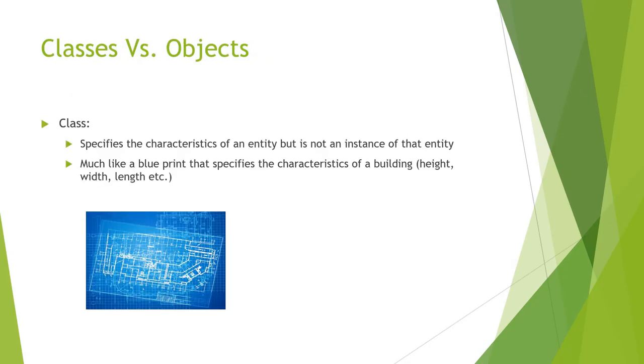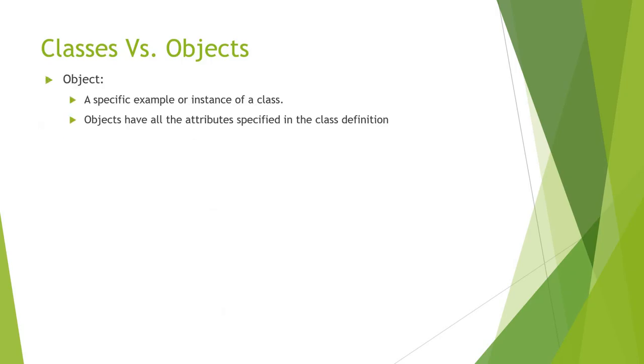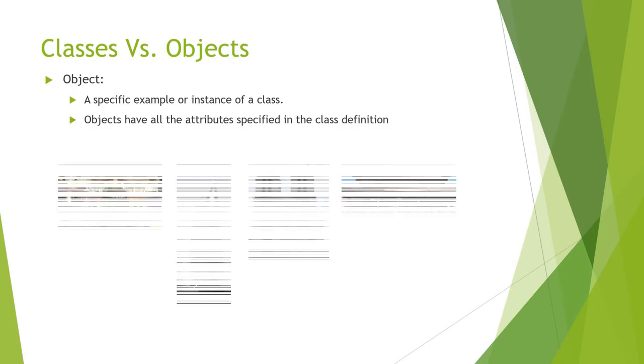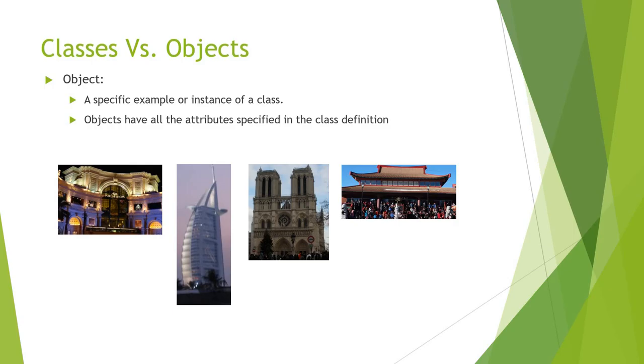So what is a class? A class is nothing but a blueprint, much like the characteristics of a building. For example, height and length. It is not an instance, but it has some characteristics of the entity. An object is nothing but an instance of a class. So an object has all the attributes specified in the class definition. These are some examples of objects that have physical existence: buildings, cars, bikes.